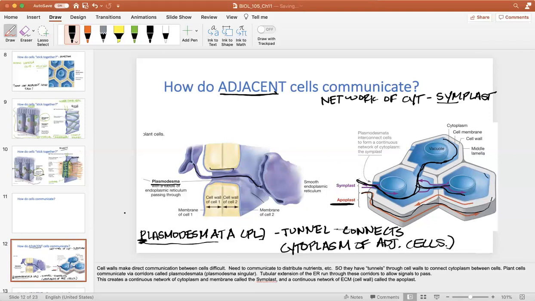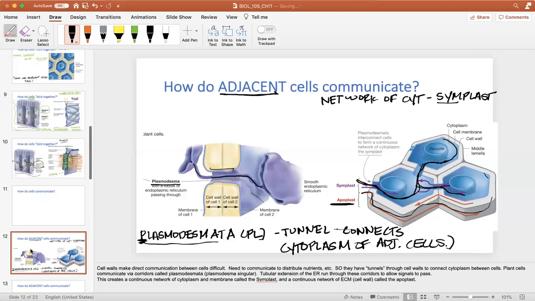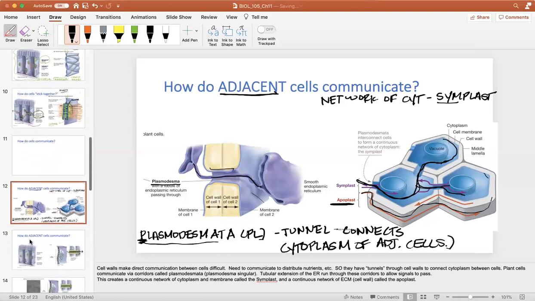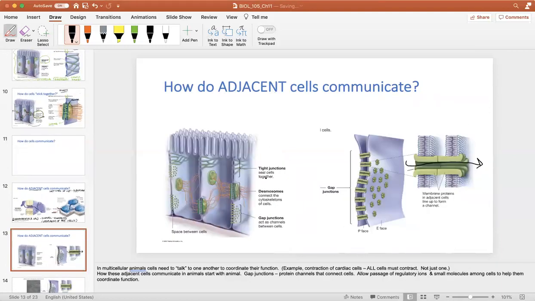How can we get next door neighbors to talk to one another in animal cells? Well, we're going to go back to that original picture that I showed you. So we talked about these two, okay? These two, their function is to stick cells together. This third one that's on this diagram, its function is communication.